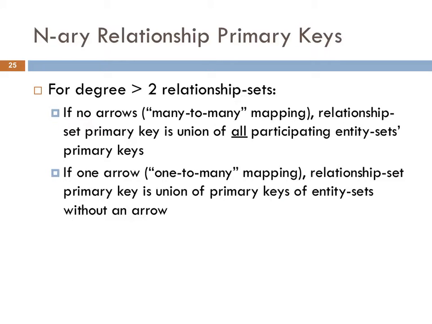If you have one arrow out of the relationship set, remember it's degree greater than 2, follow the same rule as I said before. Anything that's on a many side is part of the primary key. Okay? The only thing that's not going to be part of the primary key is the thing with the arrow to it.